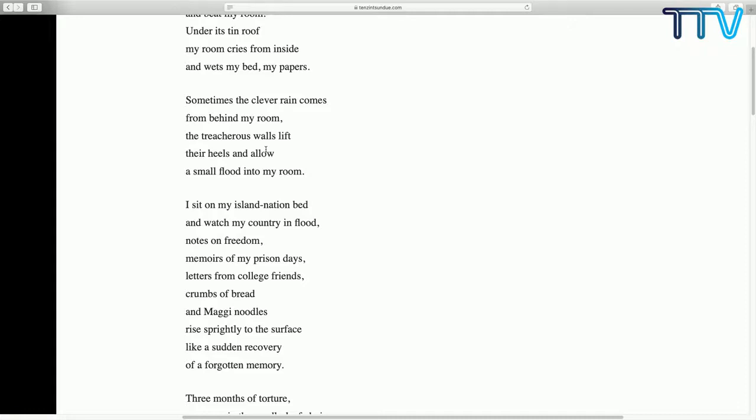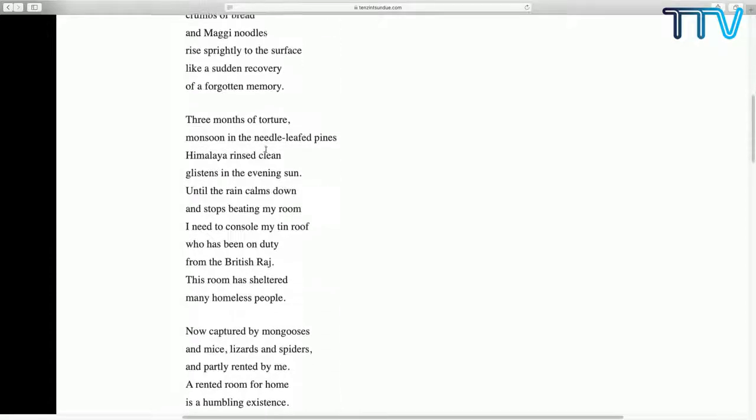Look at the vivid description of how his room looked when it rains. "And watch my country in flood, notes on freedom, memos of my prison days, letters from college friends, crumbs of bread and Maggie noodles rise sprightly to the surface like a sudden recovery of a forgotten memory." Yes, it's a long poem.